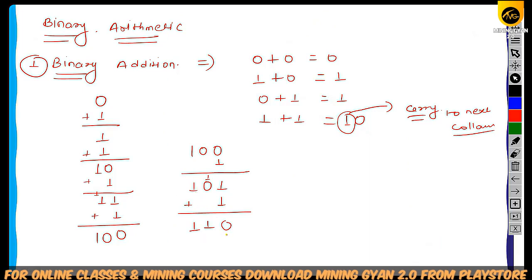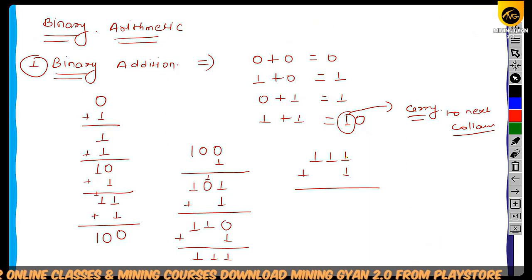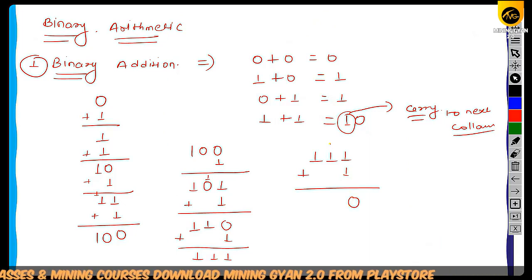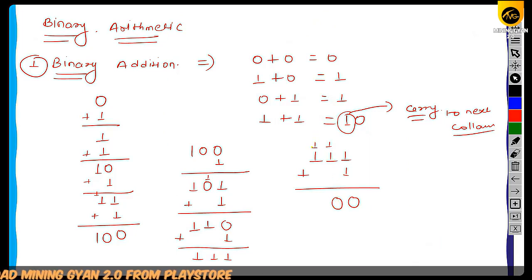Okay, similarly, if you add 1 to 1 1 0, it will be 1 1 1. Then if you want to add one more, 1 1 1 plus 1, it will be 1 plus 1, that's 0, and the carry is here. Now 1 plus 1 will be again 1 0, so 0 is here and the carry is there. Now 1 plus 1 will be 1 0. So the addition of 1 1 1 plus 1 will be 1 0 0 0.